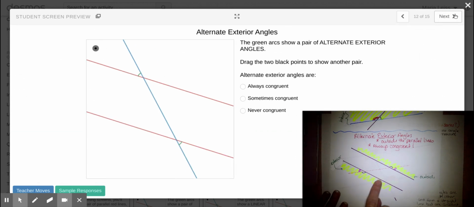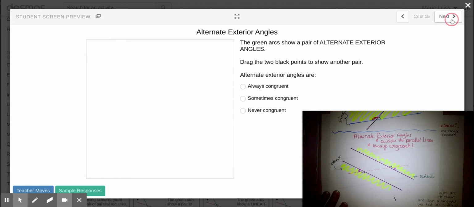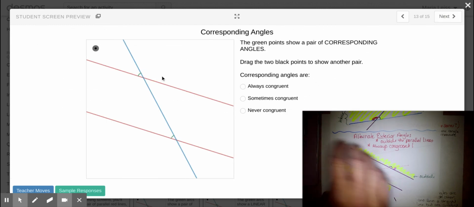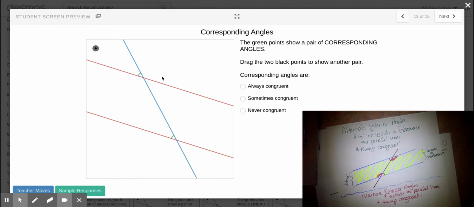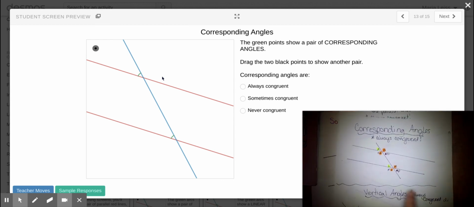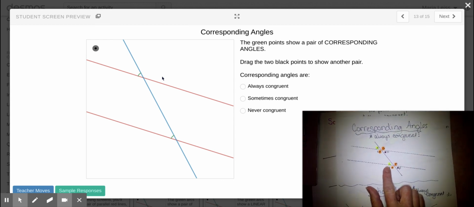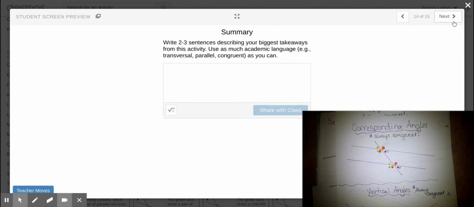Guess what? Here's the answer for this one. First off, you need to drag the 2 dots to the other 2 alternate exterior angles, and exterior angles are always congruent. Corresponding angles, again, remember I keep telling you these notes are going to be helpful. Here you go. Here are all the corresponding angles. First off, they're always congruent. Next, drag 2 black dots to show 2 other pairs of corresponding angles.